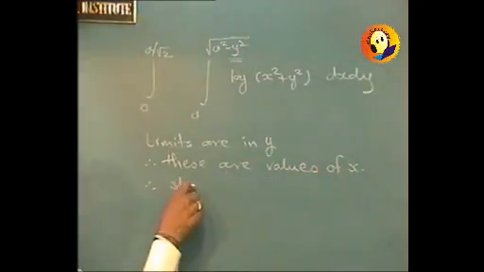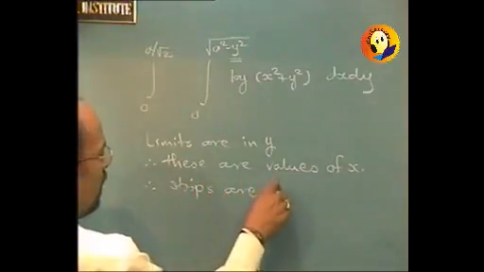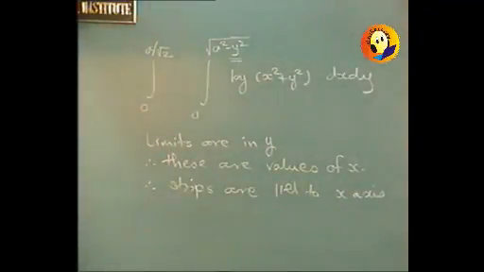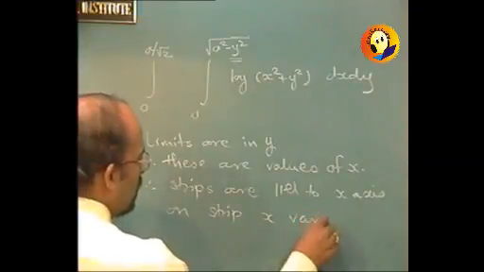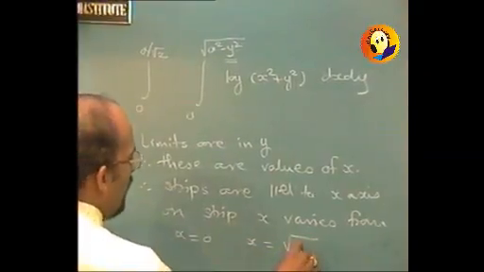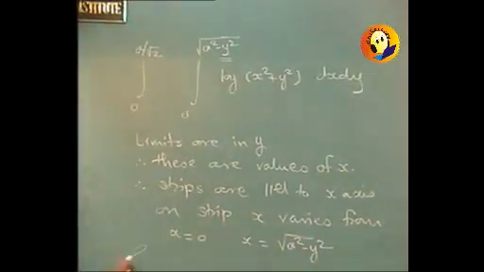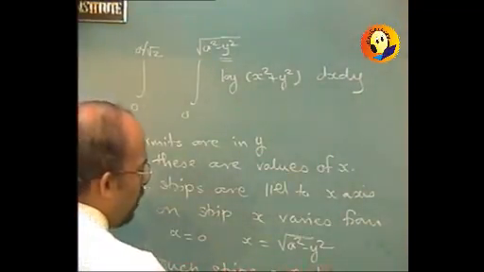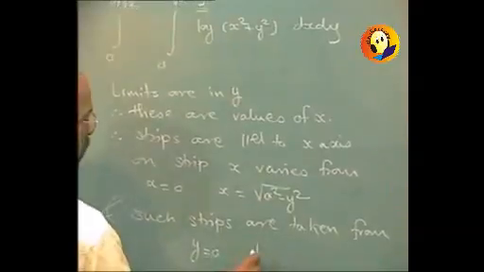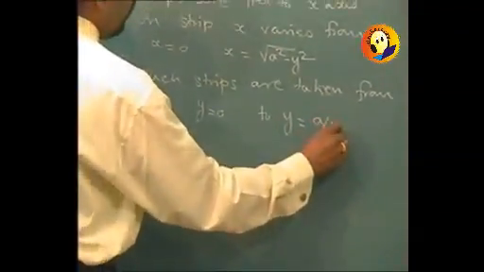Therefore, the strips are taken parallel to x-axis. So, on a strip, x varies from x equal to 0 to x equal to under root a square minus y square, and such strips are taken from y equal to 0 to y equal to a upon root 2.